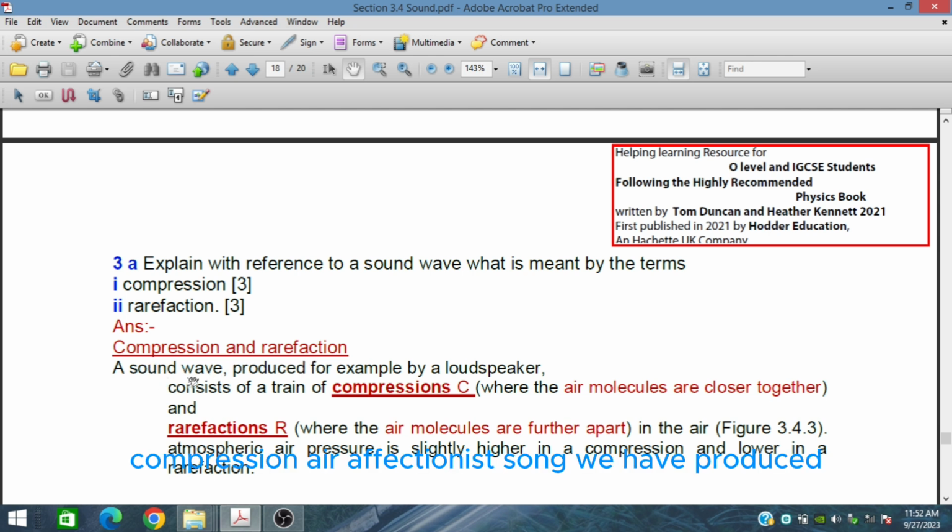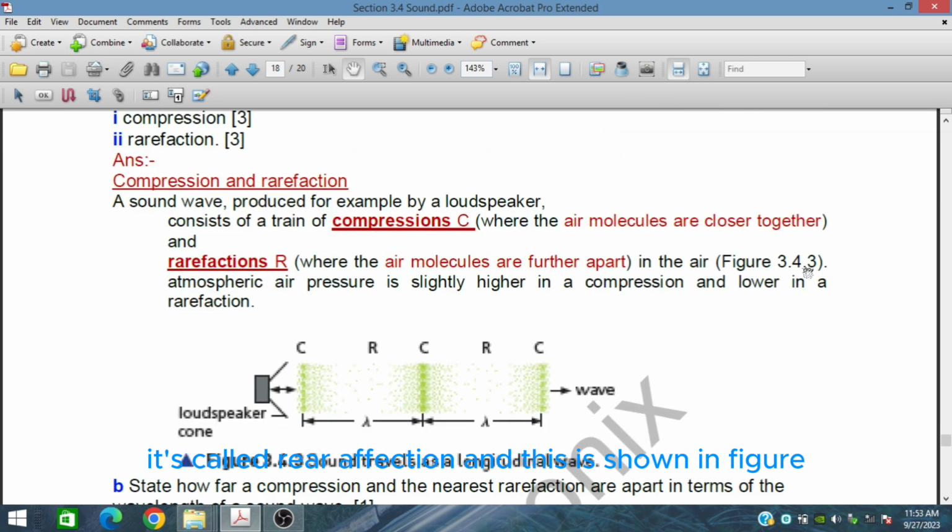A sound wave produced, for example, by a loudspeaker consists of a train of compressions where the air molecules are closer together. Where the air molecules are closer is called compression, and where the air molecules are further apart is called rarefaction. As shown in the figure, this is compression, this is rarefaction. This is compression, this is rarefaction.